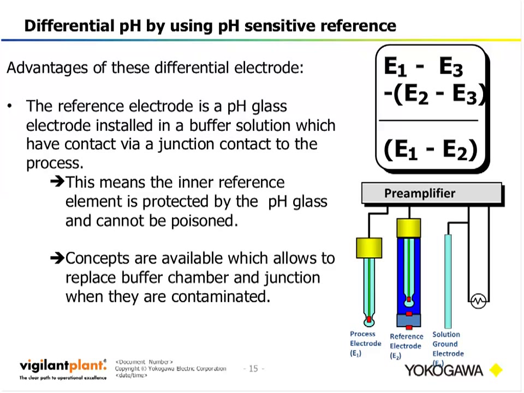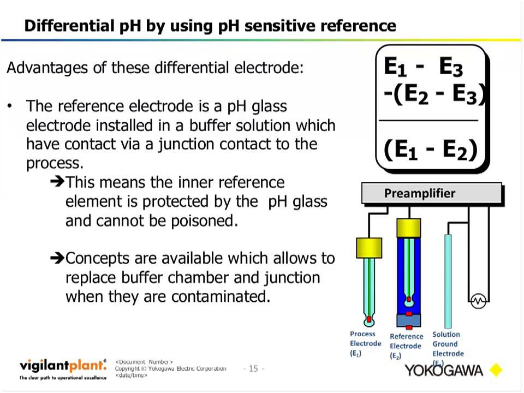So a little bit more about this glass-on-glass method. This patented glass-on-glass differential technique is very similar to the operation of a combination electrode, with two very important differences. One, the reference electrode is a measuring electrode immersed in a pH buffer solution, and second, a solution ground electrode is used to eliminate ground loops. The advantages of using a glass-on-glass differential method are that the reference electrode is a pH glass electrode installed in a buffer solution, which has to come in contact with the process via a junction.